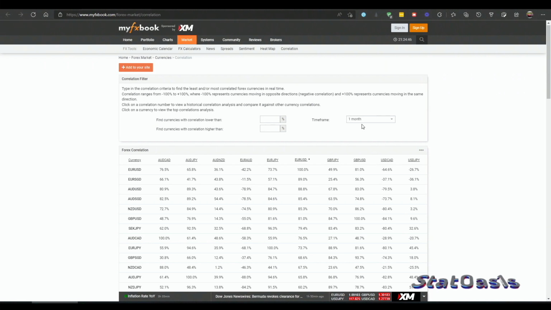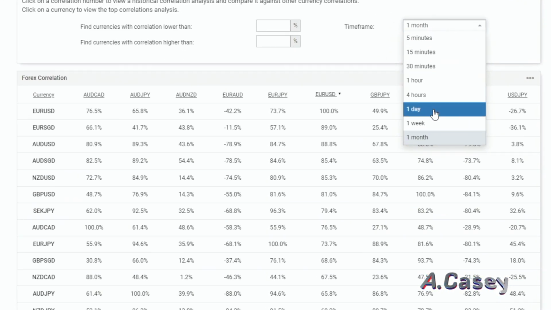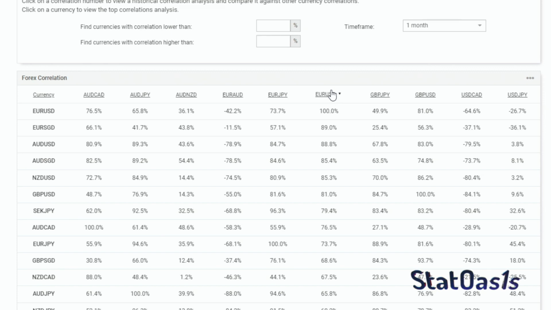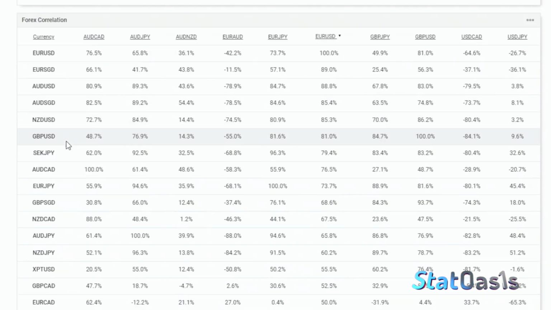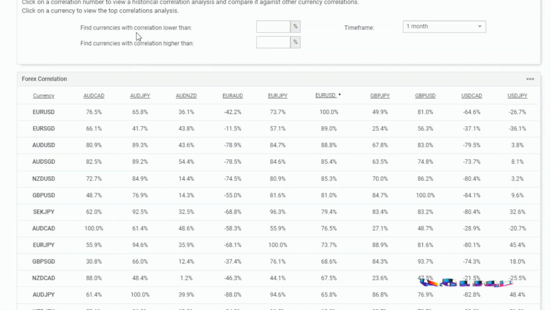Now, if you're trading short-term strategies, there are other ways to measure correlation over a short-term period. So here I picked some sites for you that do this. If you go to my FX book, you can take 5 minutes, 15, 30, 1 hour, 1 day, 1 week, and 1 month. So if I take, for example, over 1 month, I'm sorting the highest correlation on the Euro USD with all these currency pairs.